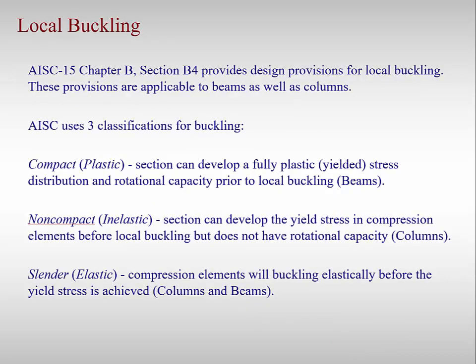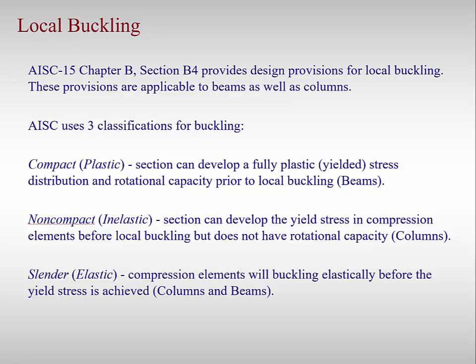Design provisions for local buckling of columns, as well as other members that are subjected to compressive stresses, such as beams, are given in AISC Chapter B, Section B4. AISC uses two classifications for column local buckling. Non-slender, which means that the stress element at the time of local buckling is in the inelastic region of buckling.